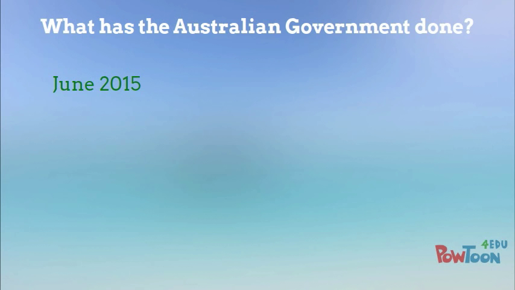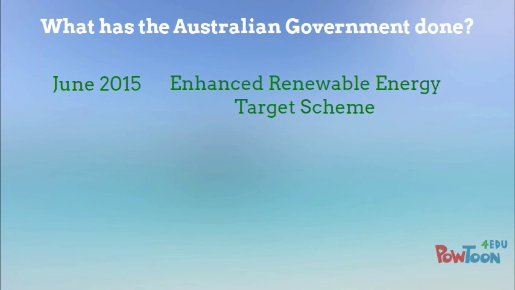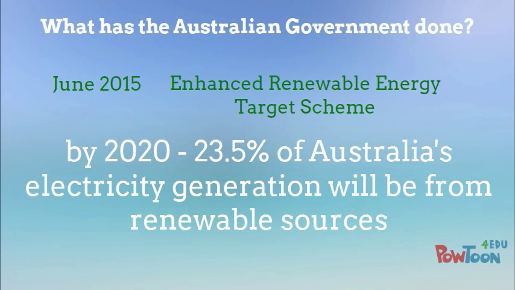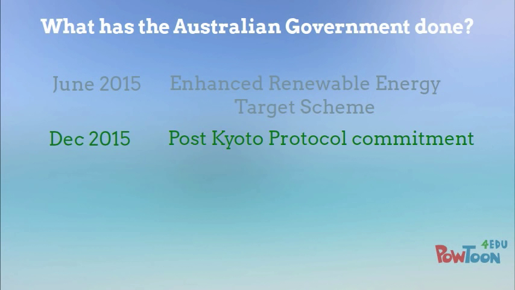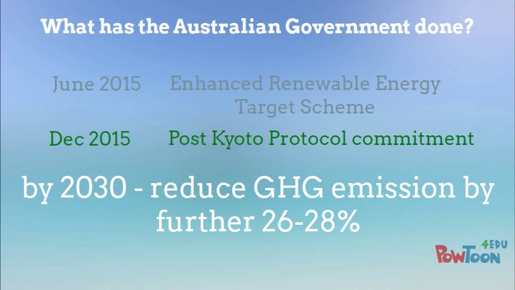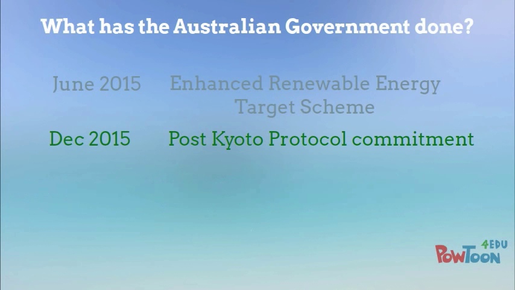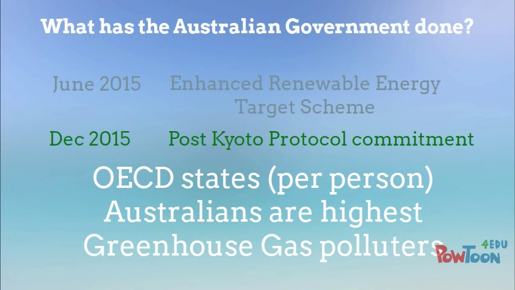In June 2015, the government passed legislation to implement the Enhanced Renewable Energy Target Scheme so that 23.5% of Australia's electricity generation in 2020 will be from renewable sources. In December 2015, at the Conference of the Parties, a global agreement for climate action post-2020 was made. It was as part of this that Australia committed to reduce greenhouse gases by 26 to 28% below 2005 levels by 2030. This is good news because according to the Organisation for Economic Cooperation and Development, Australians are the highest greenhouse gas polluters per person in the OECD.